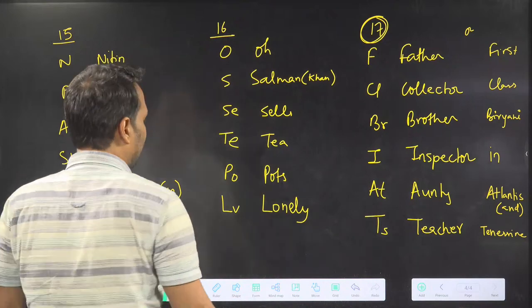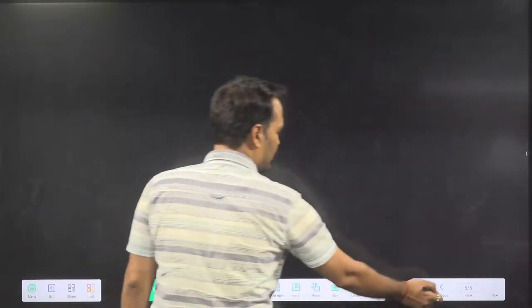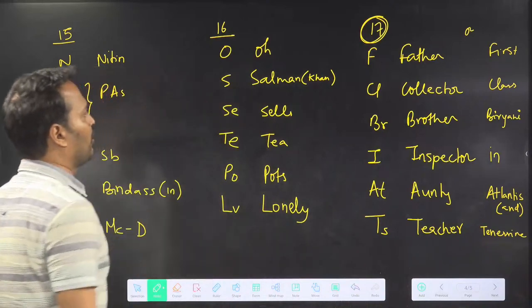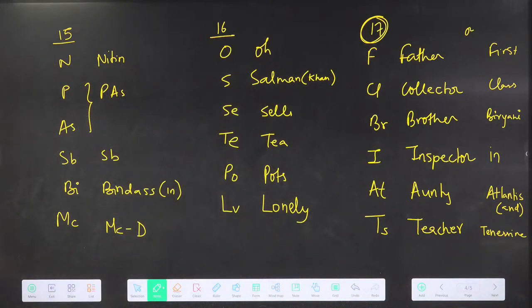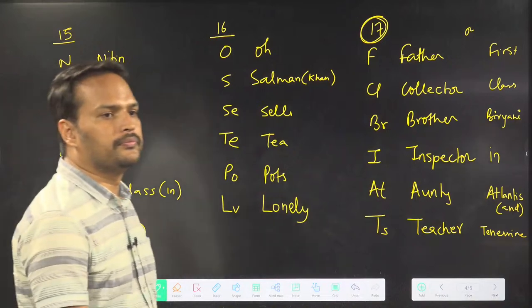Okay, so we have reached till 17. S block is done. P block is almost done. Okay, so if you want to take a screenshot, you can take it. Okay. Then we will see what we have to do. Is it clear to everyone? Okay, so take a screenshot. So S block done, P block done.